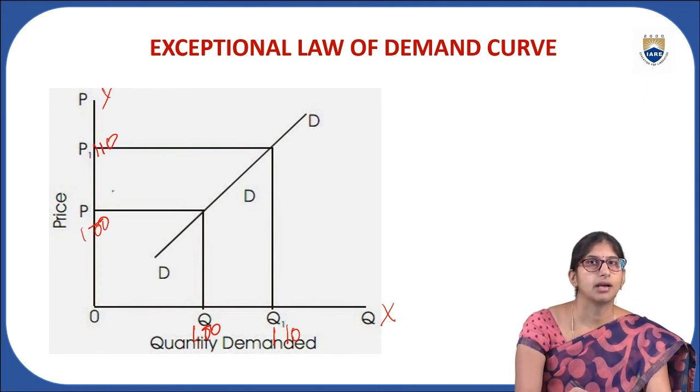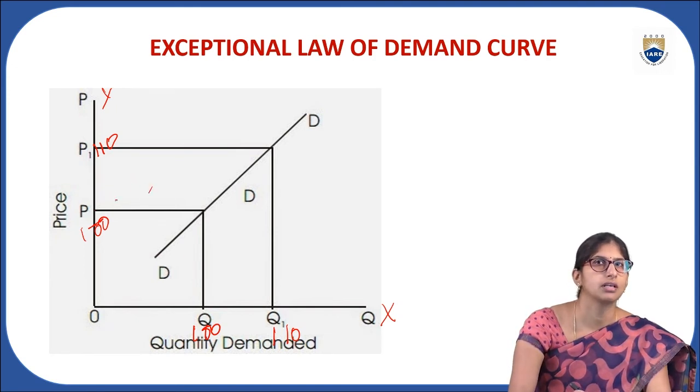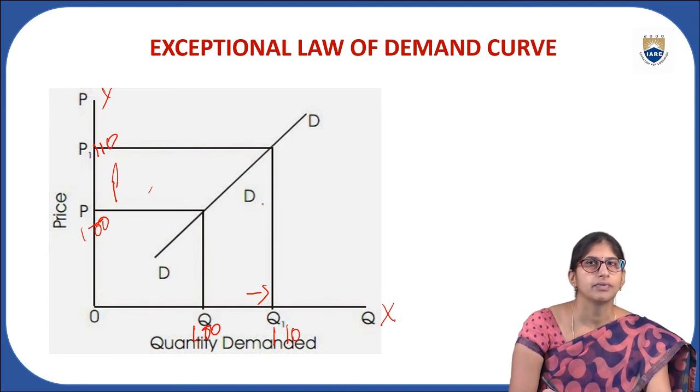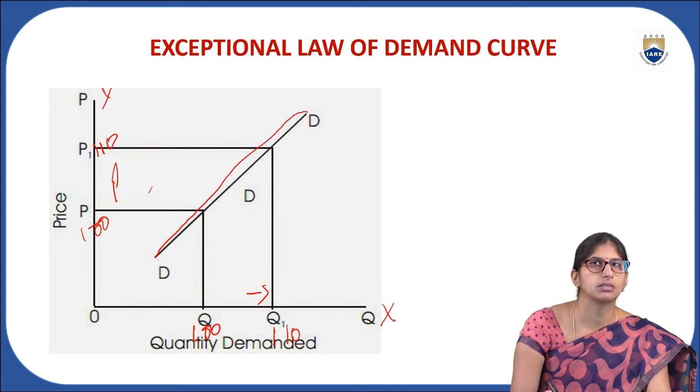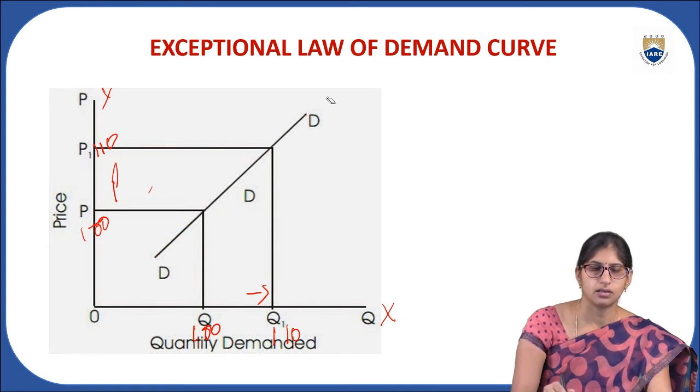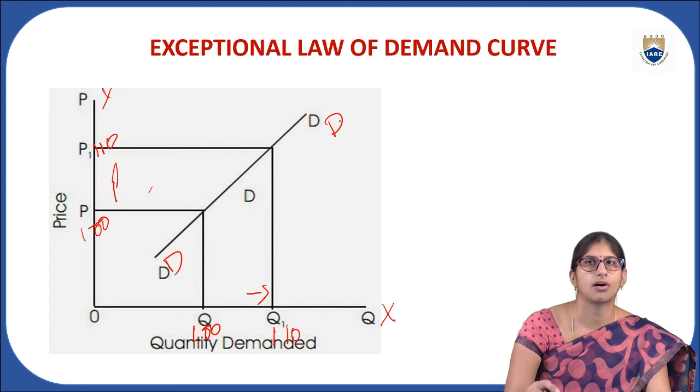Here the same percentage has increased from P to P1. So from P to P1 the price has increased, and the quantity also increased. So both move in the same direction. Here it is increasing, here also it is increasing. That's the reason we get an exceptional law of demand curve. So this is how we draw an exceptional law of demand curve, just like this. So this is the exceptional law of demand curve.